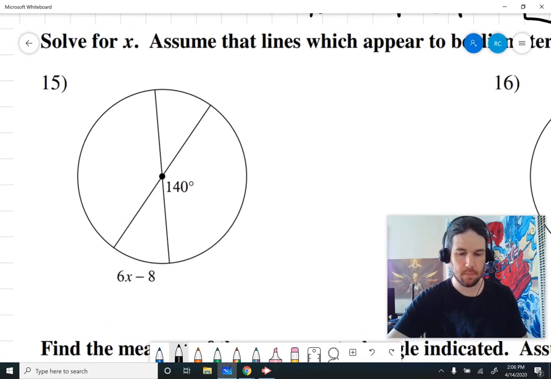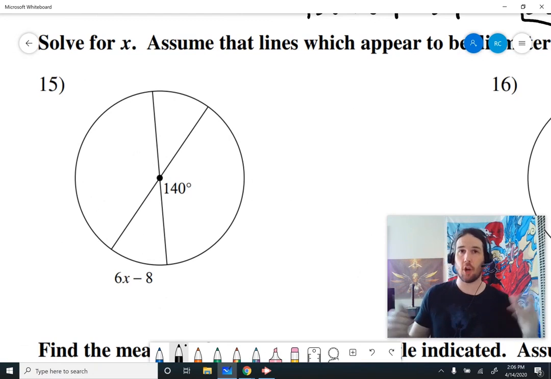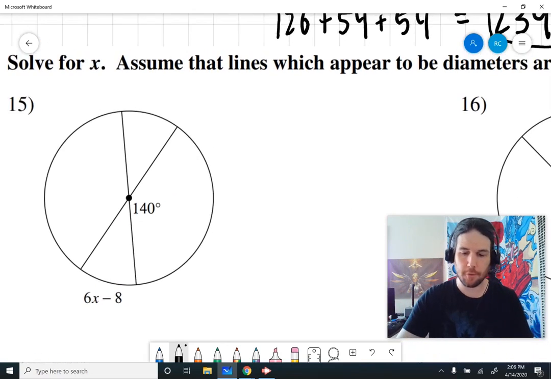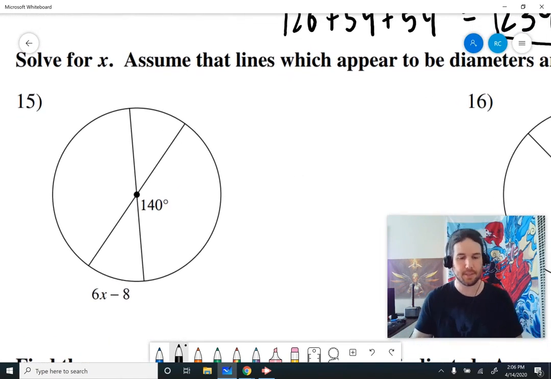Number 15. Ooh, equations. So this is a different Khan Academy, one that says arc measure with equations. Solve for x, assume that lines which appear to be diameters are actually diameters. So again, there's going to be a lot of vertical angles, right? Now, I'm going to do this without solving for all of the unnecessary stuff, and I'm going to start going pretty quick because we've been doing these now. But again, if you have any specific questions, you can always take a screenshot of the spot that you're confused about, email it to me, and I will happily explain it to you. Okay.